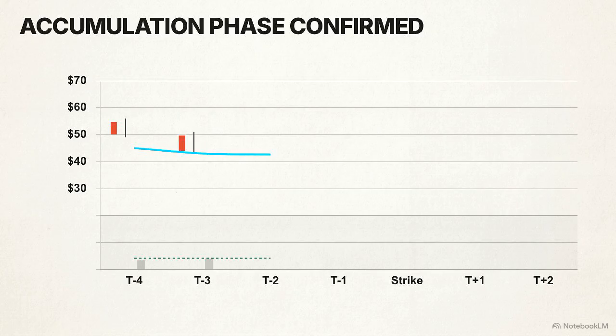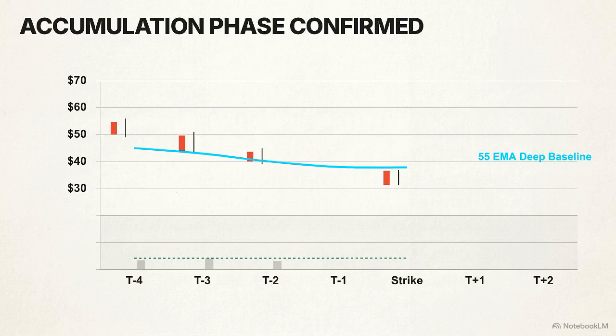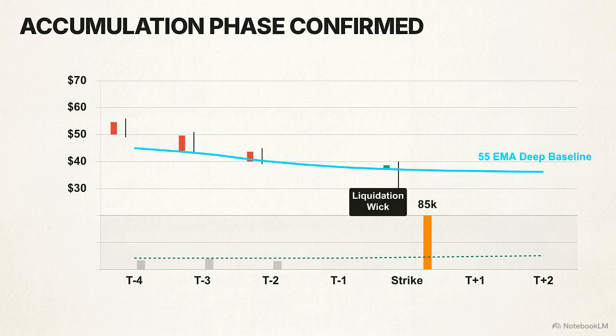When price strikes the 55 EMA, we look for a specific signature: a sharp liquidation wick accompanied by a volume surge, a spike that clears the EMA baseline. This surge provides the structural proof that institutional buy limits have engaged and absorbed the selling pressure. The surge confirms that the liquidity hunt is complete and the accumulation phase has begun.